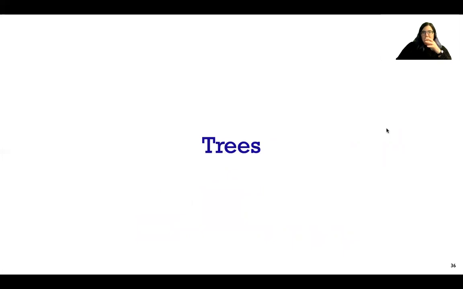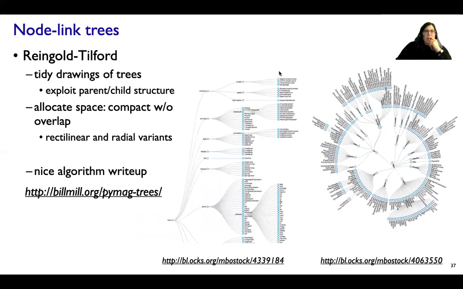So we've talked a lot about networks. Let's take a minute to talk about trees. A fundamental way to draw trees is the same idea of node-link graphs, only we take into account the fact that there's this internal regularity of structure that we could exploit with trees. So there are some really fundamental algorithms, what's called Reingold-Tilford, of how you can do reasonably compact and tidy drawings of trees where you really take this parent-child structure into account.